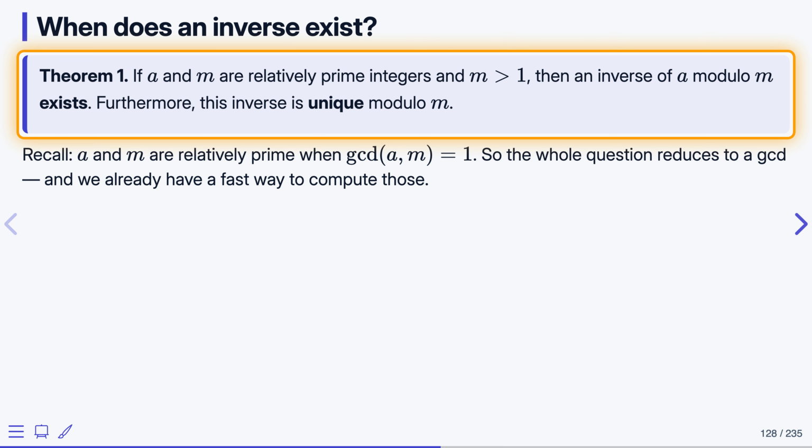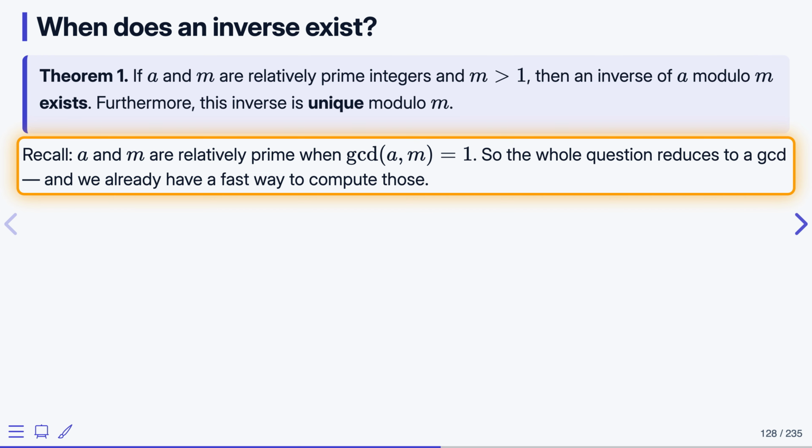When does an inverse exist? Theorem 1 gives the answer. If a and m share no common factor bigger than 1 and m is more than 1, then an inverse of a mod m exists. And it is unique, mod m. Remember what relatively prime means. The greatest common divisor of a and m is 1. So the whole existence question reduces to a greatest common divisor, and we already have a fast way to compute those, the Euclidean algorithm. That is a nice piece of luck, and it is not a coincidence.